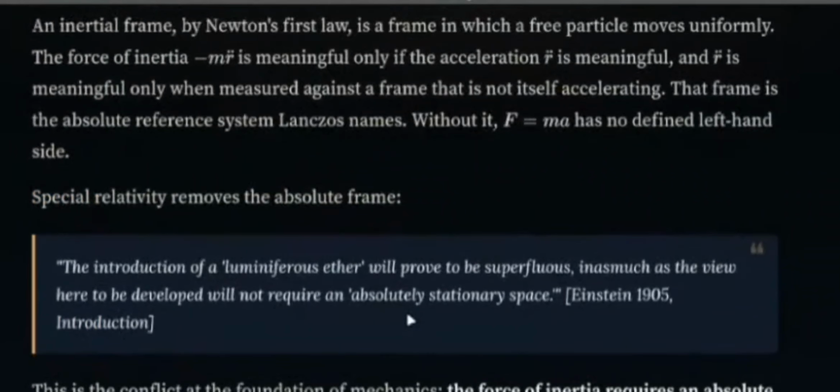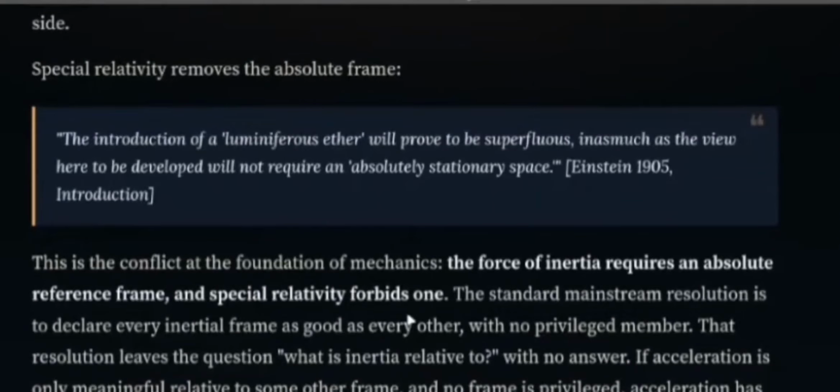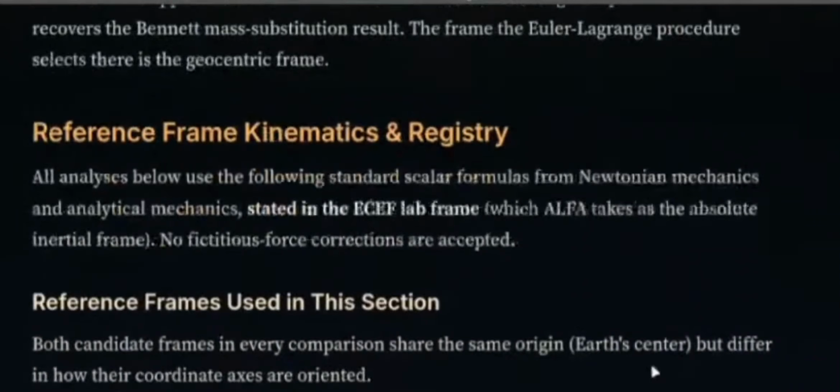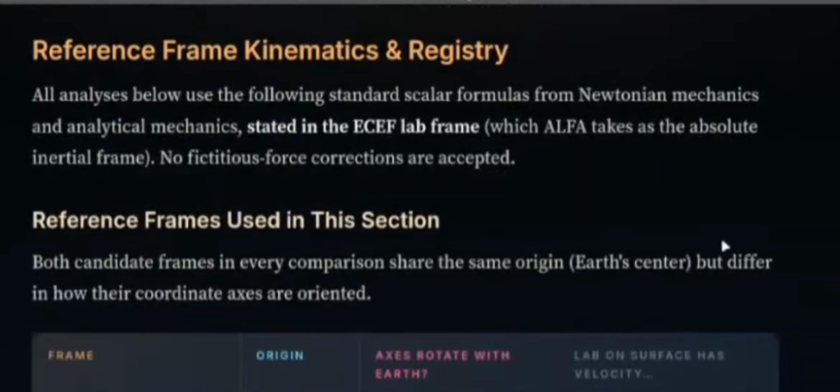Okay. Let's see here. And remember Einstein's position in 1905, right in the first page of his paper, is that the introduction of a luminiferous ether will prove superfluous, inasmuch as the view here to be developed will not require an absolutely stationary space. Yet it is still the underlying fundamental backbone of physics. So that's a pretty interesting contradiction to the relative frames and whatnot.